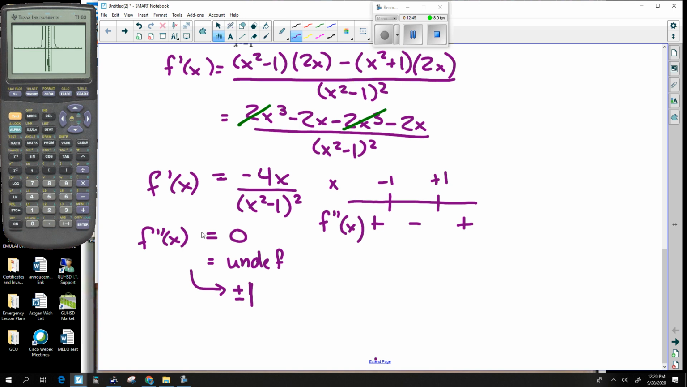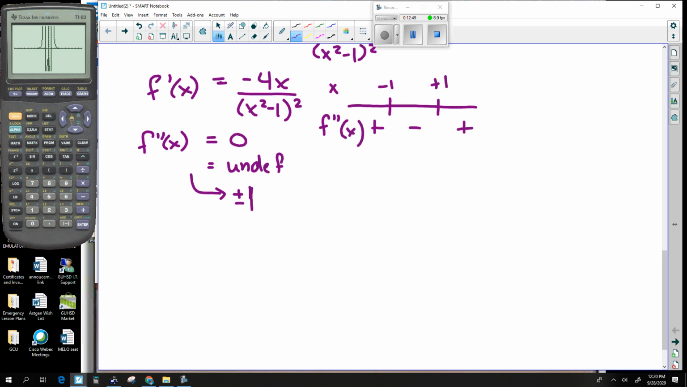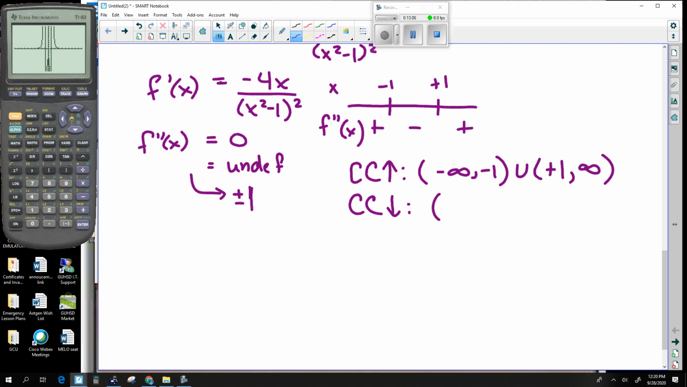So that means, again, if you want to see the math of it, take a look at the answer key. This is concave up from -infinity to -1 and 1 to infinity, and concave down from -1 to 1.